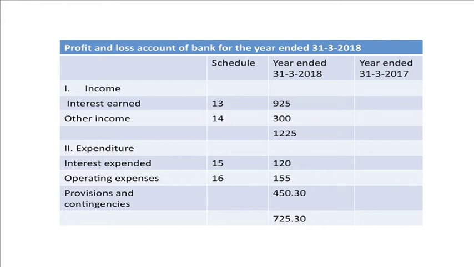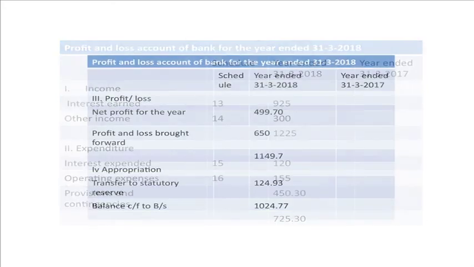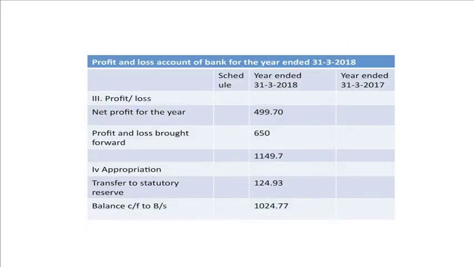So, if we subtract 725.30 from 1225, we will ascertain the net profit. So, net profit for the year amounts to 499.70. Profit and loss brought forward, it was given in our question, that is 650. So, total profit is 1149.7. Now, what have we done?